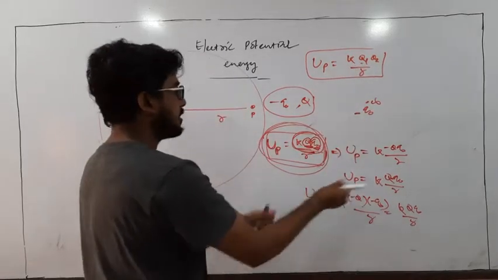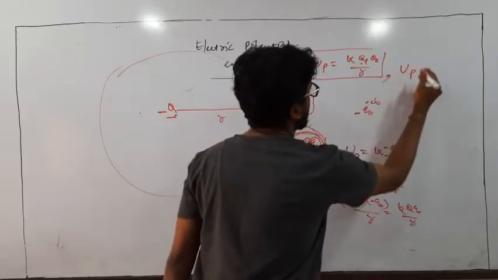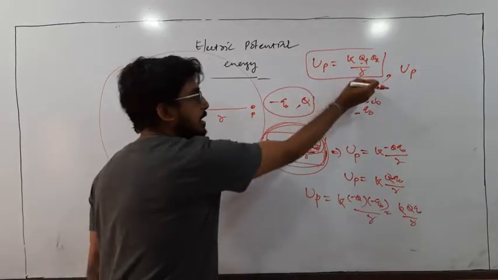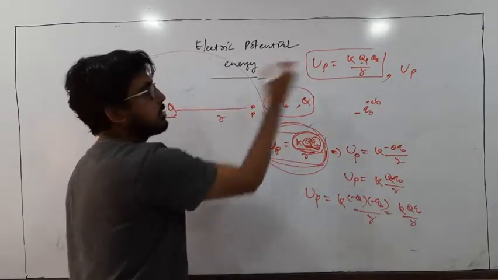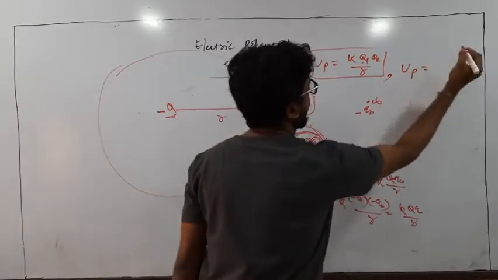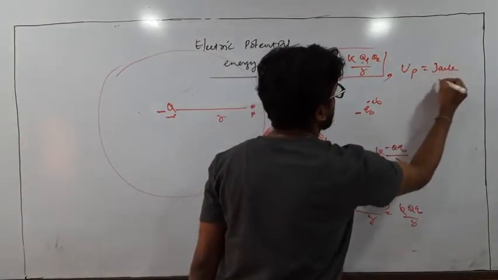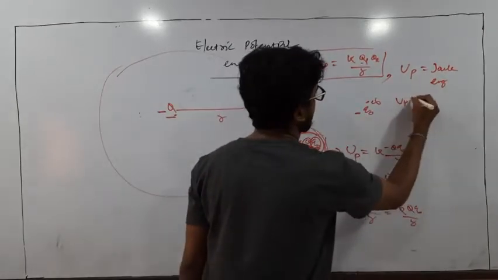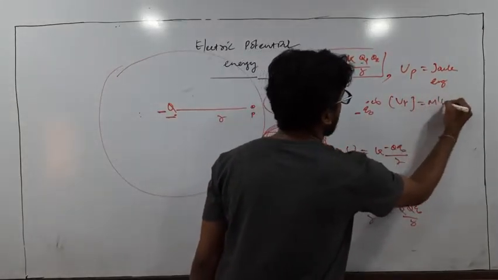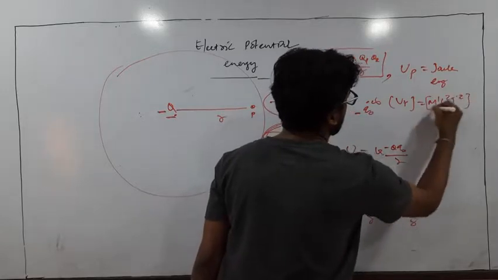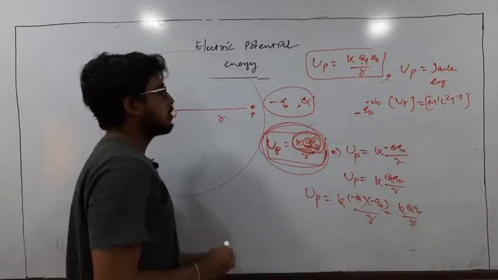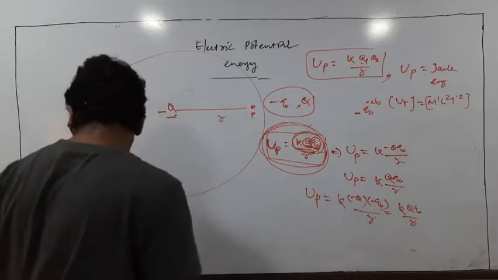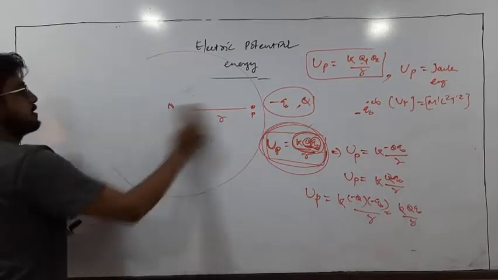And what is the unit of electrical potential energy? As we already discussed, this is the amount of work done by bringing a charge from infinity to any place. So it has the same unit as that of work done, that is joule in SI or erg in CGS, and dimension the same as that of work done, which is equal to M1 L2 T minus 2. Clear? So this is about the electrical potential energy for a two charge particle system. Now when there are more than two charge particles.